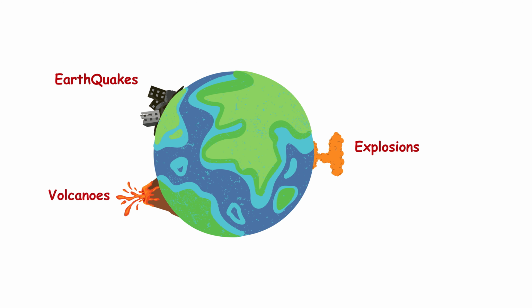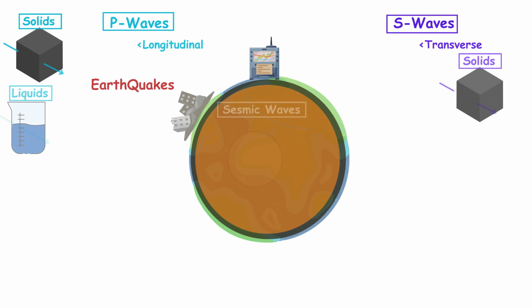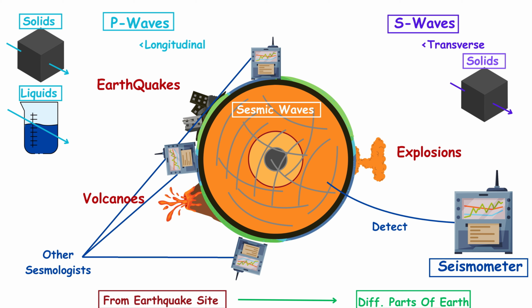Whenever major geological or explosive events, such as volcanic eruptions, earthquakes, or powerful explosions occur, they generate waves that travel outward in all directions and pass through the various layers that make up the Earth. These waves are known as seismic waves, and in this video we will focus specifically on two major types of seismic waves, namely primary waves and secondary waves.